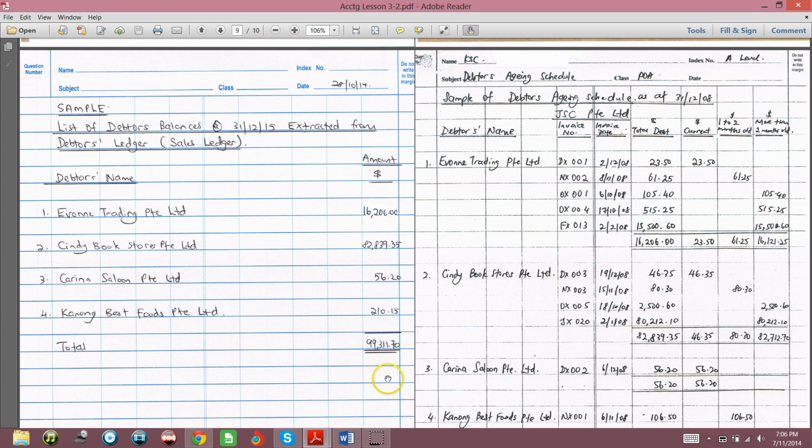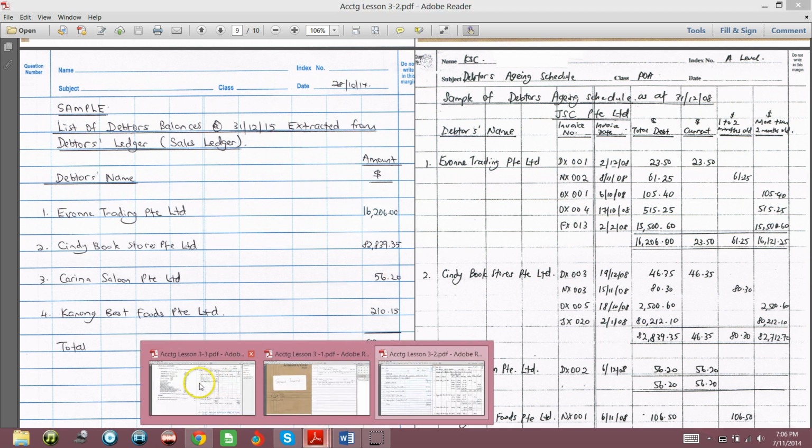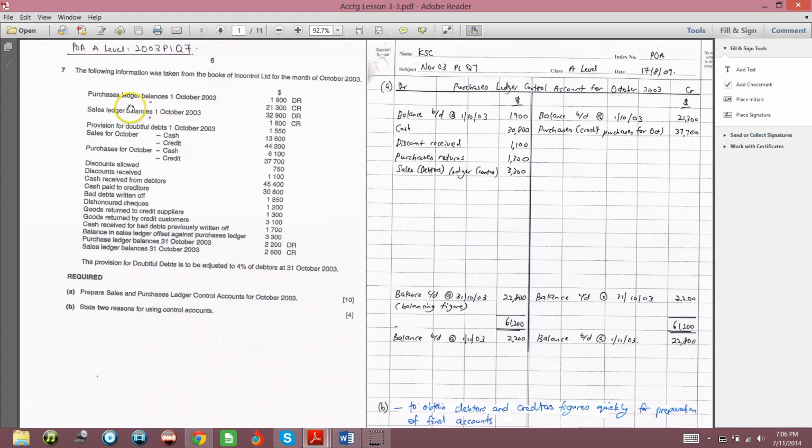That means the debtor will have a credit balance. In other words, they become a creditor. Similarly, in the creditors ledger, there will be some debit balance. That means these are the creditors.